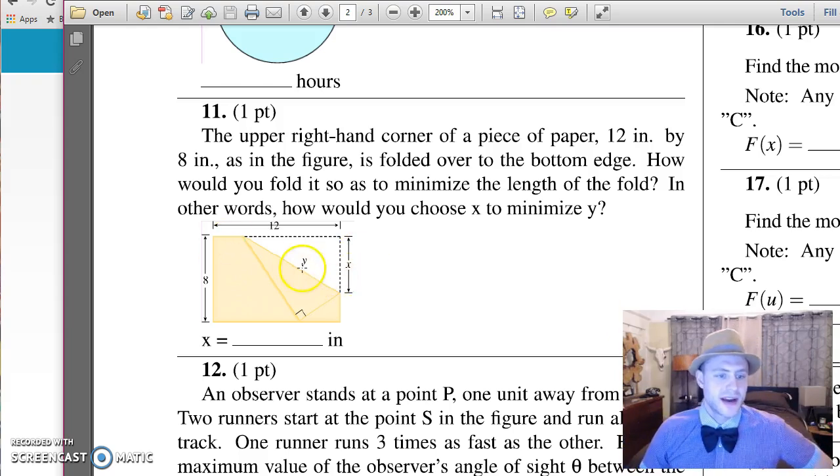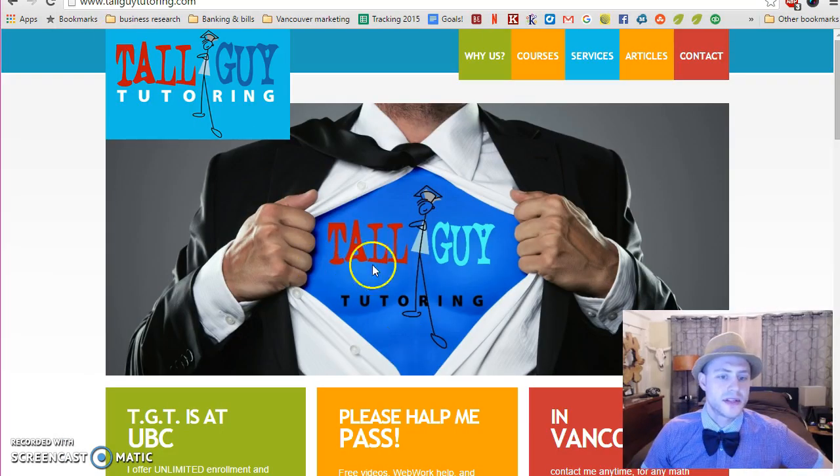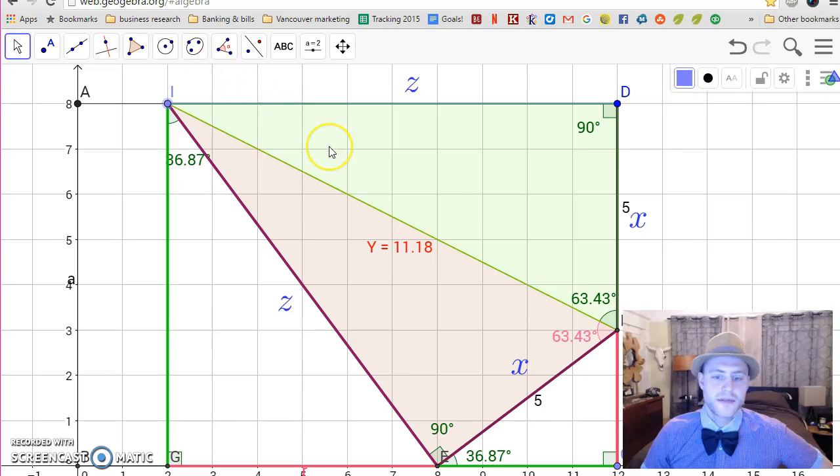So this one is not obvious at all. So, what did I do? Well, this is me, by the way, TallGuyTutoring. I went to GeoGebra and spent hours trying to set this thing up because I'm new to GeoGebra, but check this out right here.